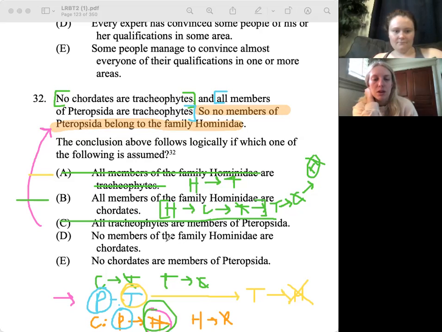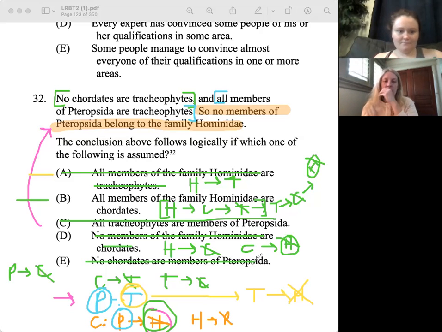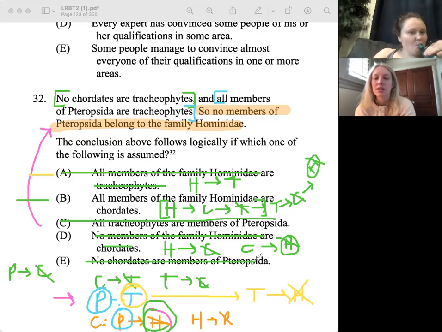No members of the family Hominidae are chordates. So if you're a C, you're not an H. But that has nothing to do with it. And then E, no chordates are members of P. So if you're P, you're not a C. Once again, it doesn't bring in H at all. So you could just take out C and E from the get-go on the basis that they don't include H.